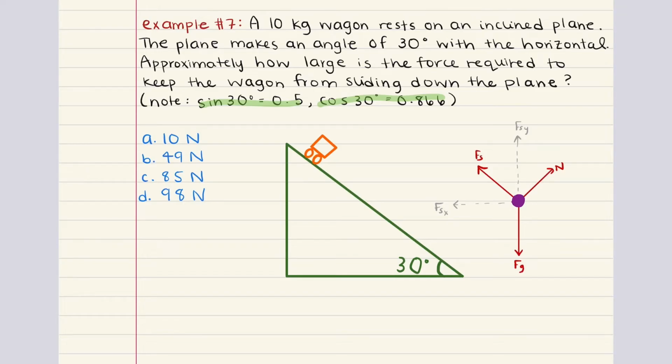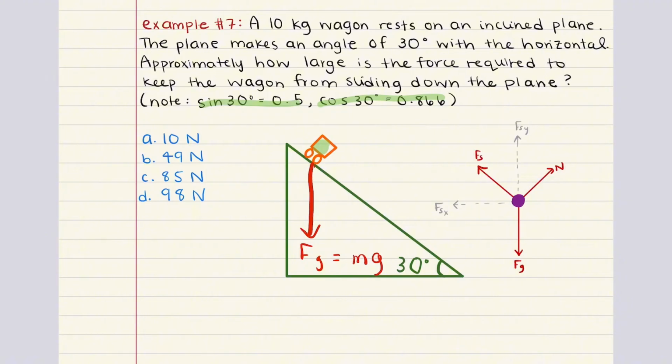Now, the first thing we want to do is sketch out a diagram that represents what this problem is describing. So here we have our inclined plane, makes a 30-degree angle with the horizontal, and here we've drawn our wagon. Now, the second step we want to do is identify the forces acting on this wagon. The first force we have is going to be our gravitational force, which acts downward. This is the weight of the wagon, so it's acting vertically downward. So it's going to be the product of the wagon's mass and the acceleration due to gravity.